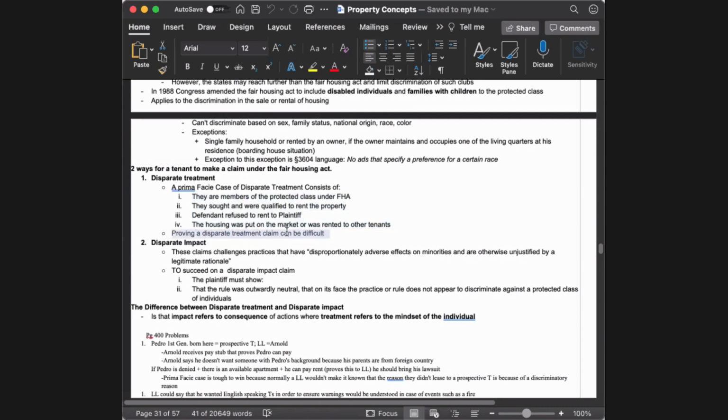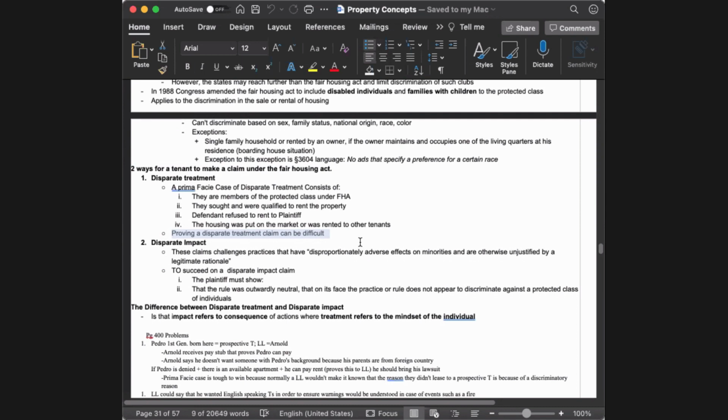Proving a disparate treatment claim can be difficult, and the reason is that you can prove all of that pretty easily. And then if the landlord defendant comes back and basically says, well, we didn't bring them on for another reason, that's also very easy to do. So it's very easy to prove your prima facie case, but that doesn't mean you succeed.